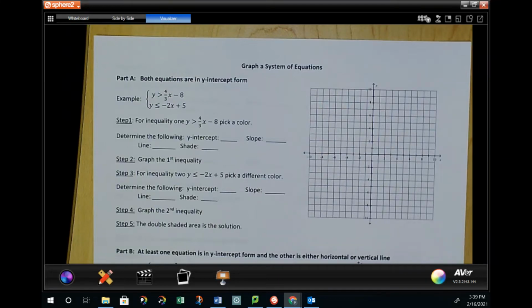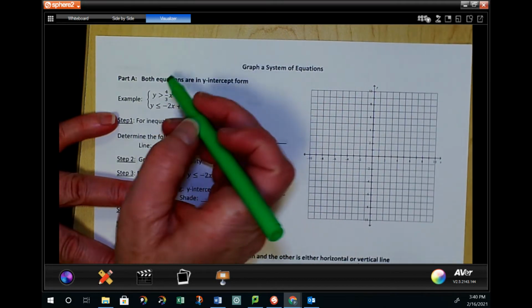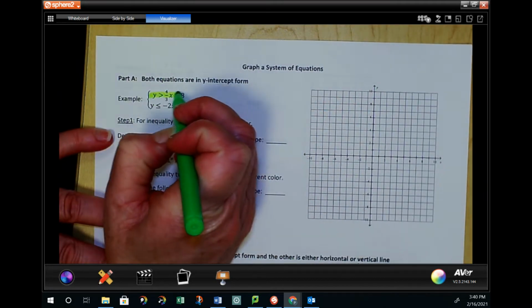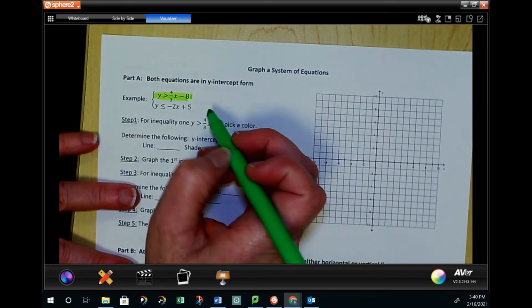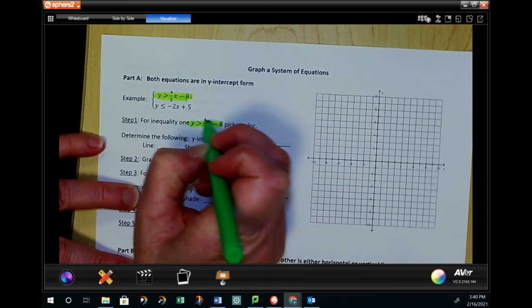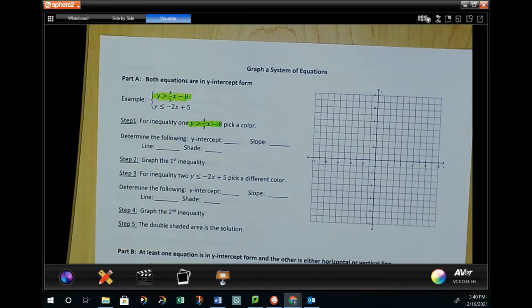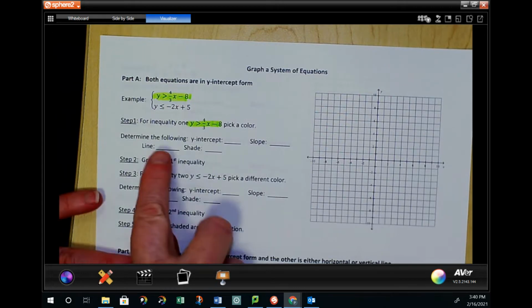Okay, so for this one, we're going to graph a system of equations. And this time you're going to have more than one equation. So I like to highlight the equations. So I'm going to do this for equation 1. So this one is equation 1. So I just pick this. I picked a color. And that's what it says, is to pick a color. So I just picked the highlighter. I just picked green.